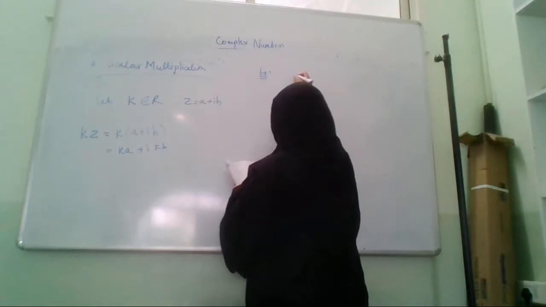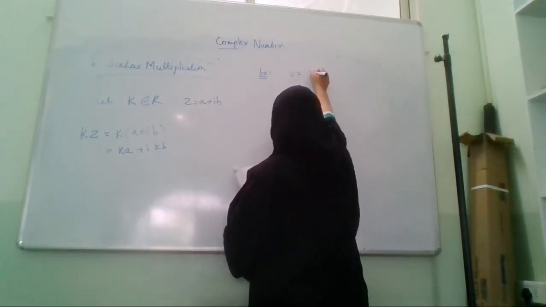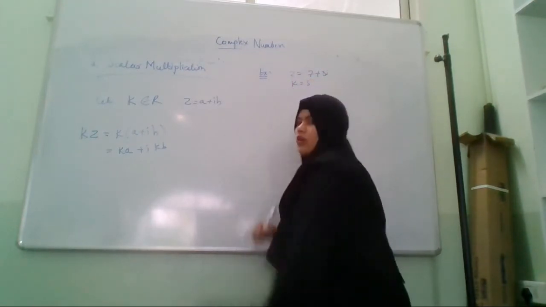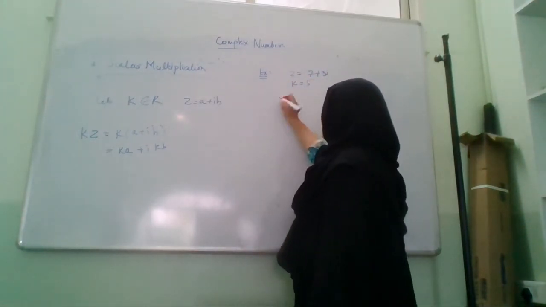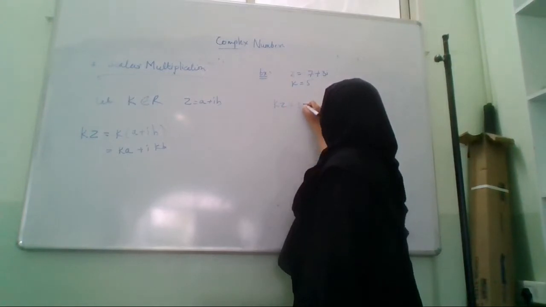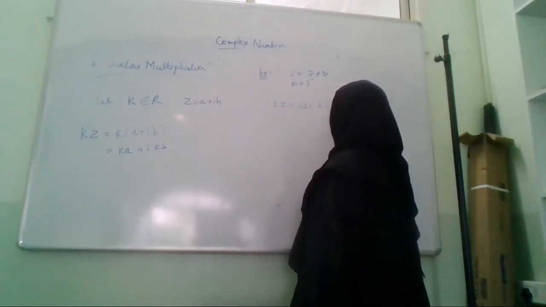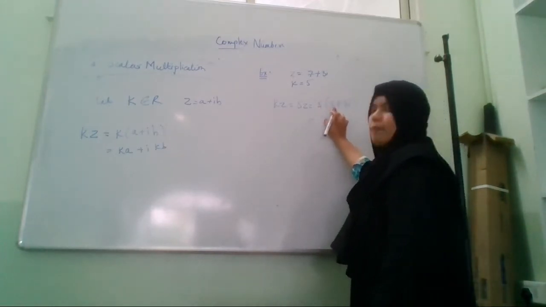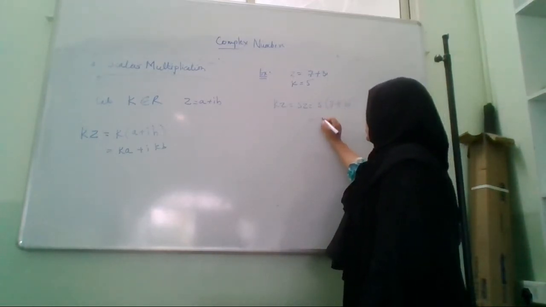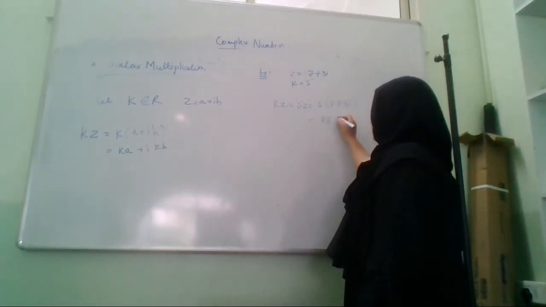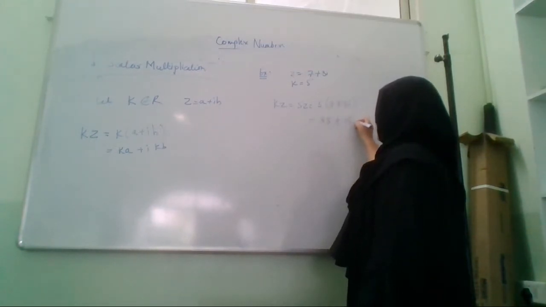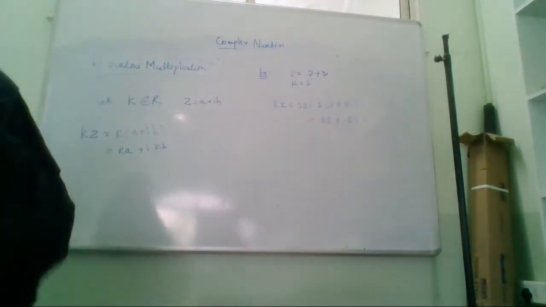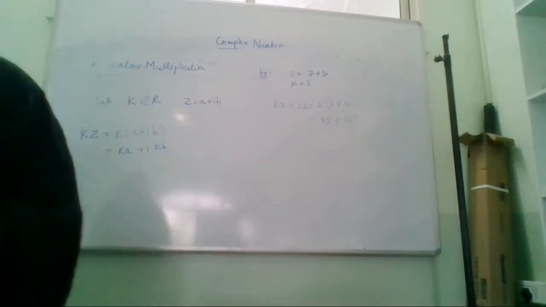Example: if z is equal to 7 plus 3i and k is equal to 5, okay, so the multiplication imaginary and the real part.